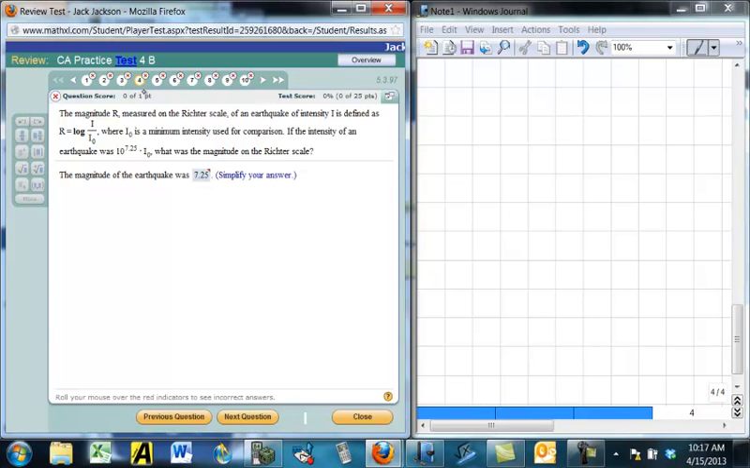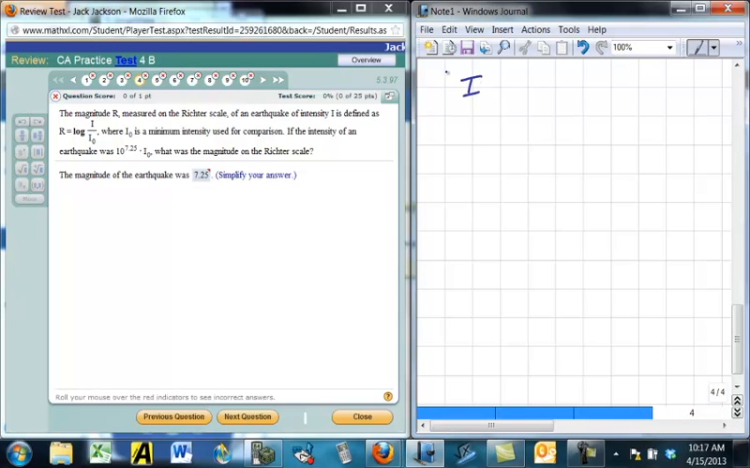Okay, the magnitude R measured on the Richter scale of an earthquake of intensity I is defined as R equals common log, base 10 log, of I over I sub 0, where I sub 0 is sort of a minimum intensity that they can measure for an earthquake. So if the intensity was given to be 10 to the power 7.25 times I sub 0, what's the magnitude?